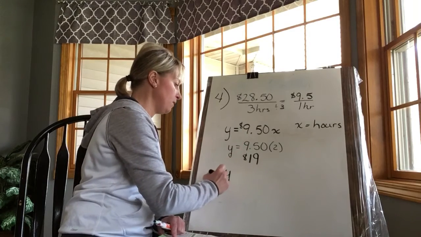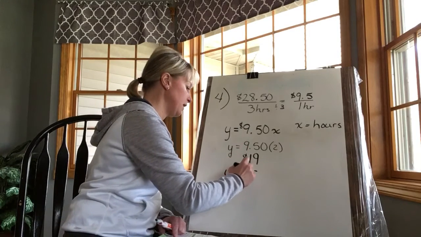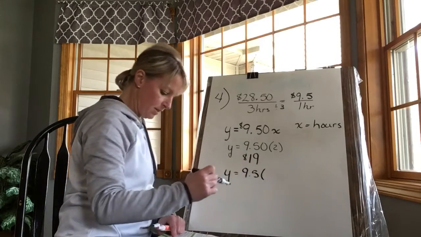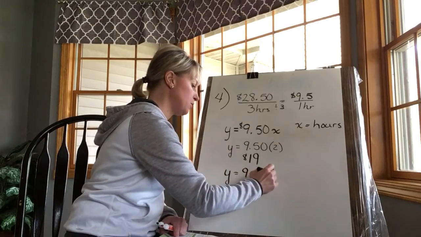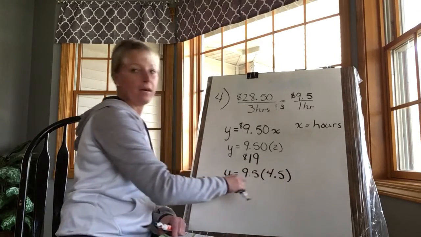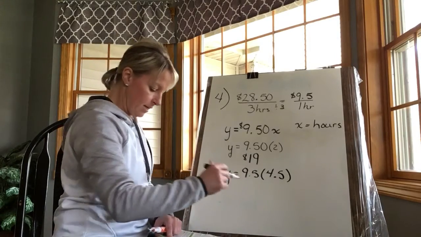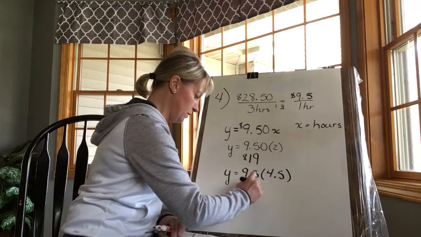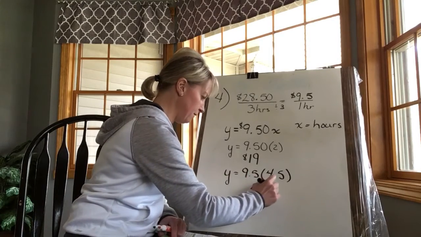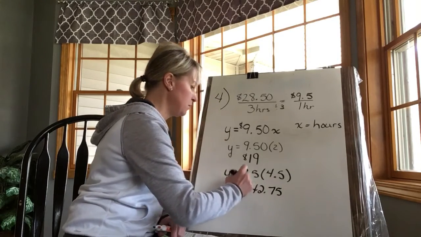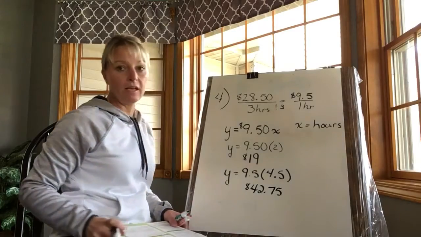I do that again, y equals $9.50, but this time they said 4.5 hours, so 4.5. So in my calculator, I'm just going to take 9.5 times 4.5, and I get $42.75. So that is what she's making tutoring.